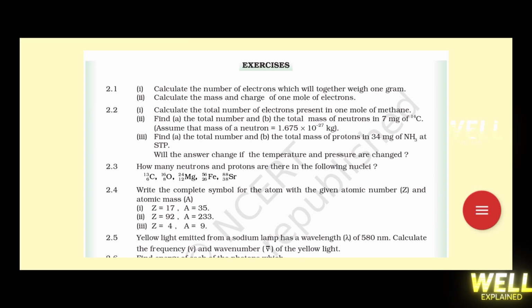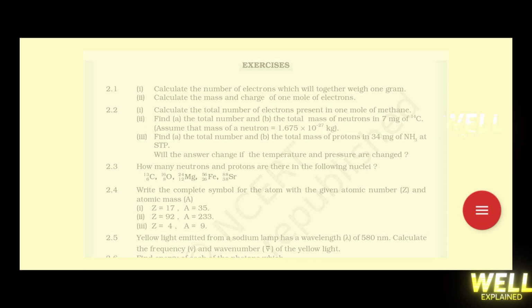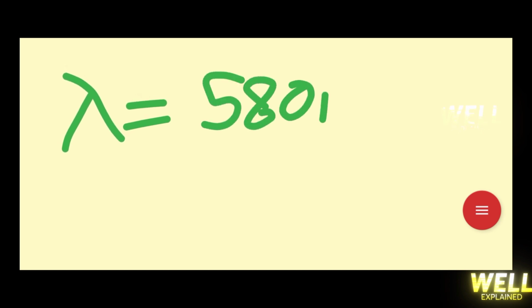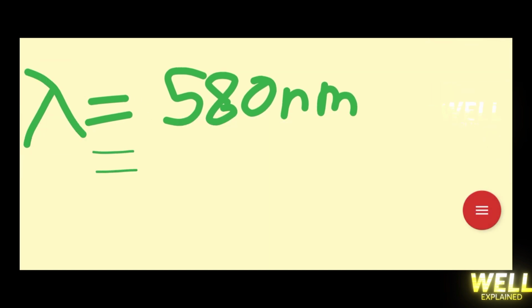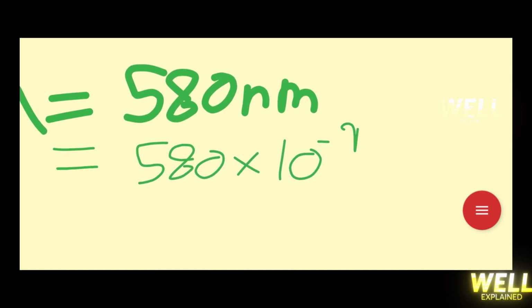Question number 5 says, yellow light emitted from a sodium lamp has a wavelength of 580 nanometer. Calculate the frequency nu and wave number nu bar of yellow light. So lambda has been given, what it is, 580 nanometer, 580 into 10 to the power minus 9 meter.